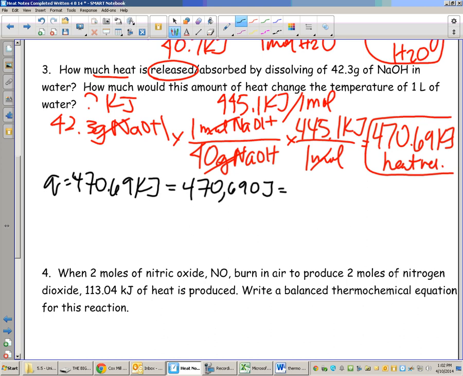MCΔT. Well, what's M in MCΔT here? In this question. No, that's grams of water. It's asking how much that amount of heat would change the temperature of 1 liter of water. 1,000 milliliters, so it's 1,000 grams because of the density of water being 1. So 1,000 grams. What's C?